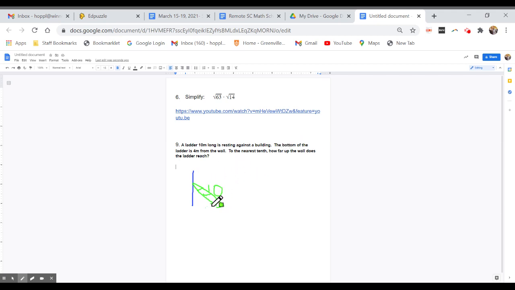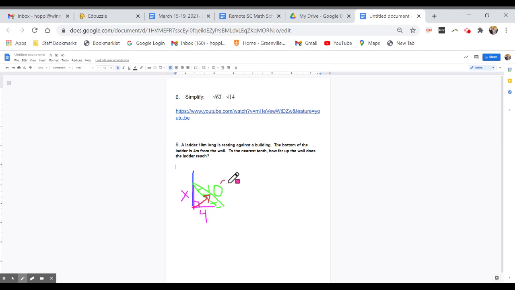And then it says the bottom of the ladder is 4 meters. So I know that the distance from the wall to the ladder is 4. Now, I'm looking for this spot right here from the ground to the top of the ladder. And I can look at this and go, oh, I see a right triangle. So I need to work my way backwards because I'm given the hypotenuse, which is that side directly across from the right angle.